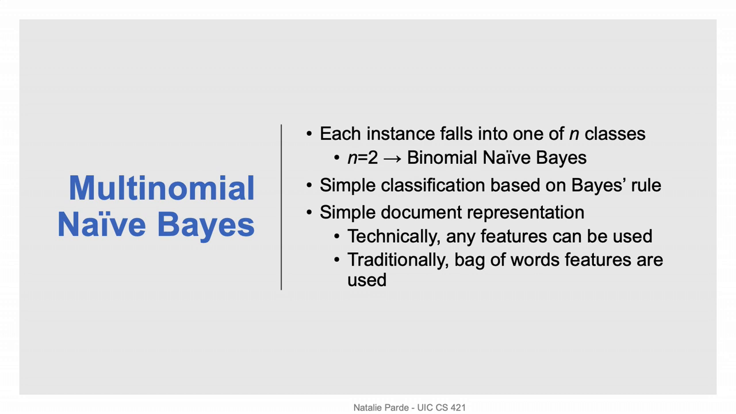Multinomial Naïve Bayes classifiers make simple classifications based on Bayes' rule. You can use any kinds of features that you want with these classification models, but traditionally one type of feature included is the bag of words representation, which we'll talk about a couple slides from now.